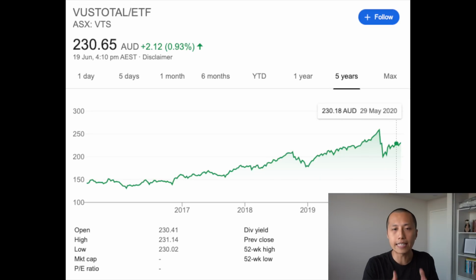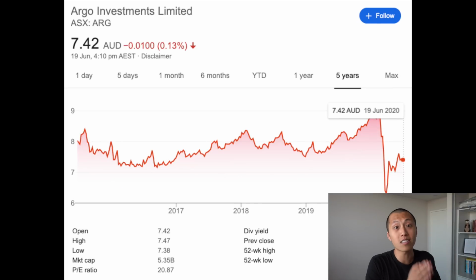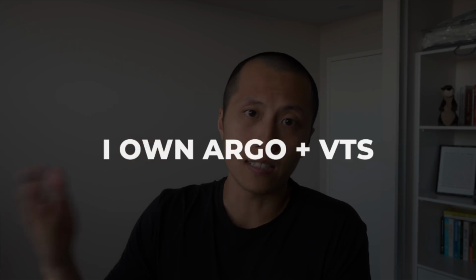VTS is another ETF that tracks the entire US market, and their management fees per year is 0.03%, which is also really, really low. AFIC is the largest listed investment company in Australia, and their yearly management fees are 0.14%, also really low. And Argo is the second largest listed investment company with a yearly management fee of 0.15%. I own Argo and VTS in my portfolio.